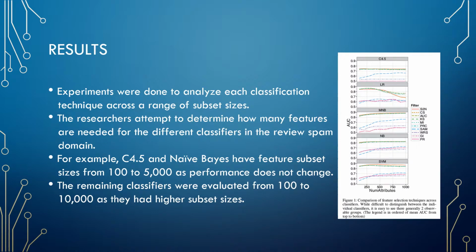Onto our results slide. The experiments were done to analyze each classification technique across a range of subset sizes. The researchers attempt to determine how many features are needed for the different classifiers in the review spam domain. For example, C4.5 and Naive Bayes have feature subset sizes from 100 to 5,000, as the performance does not change. The remaining classifiers were evaluated from 100 to 10,000 as they had higher subset sizes.